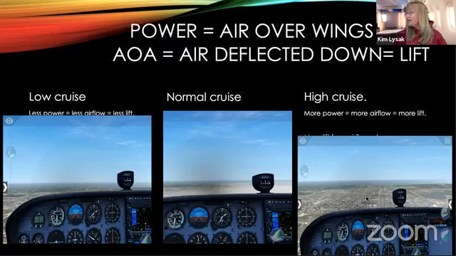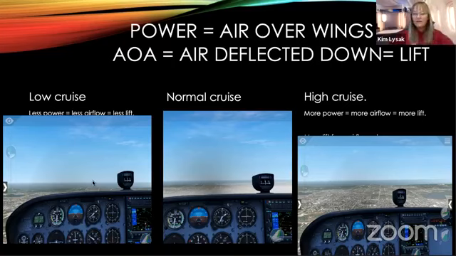This is high cruise. More power equals more airflow equals more lift. So you have to hold the nose down to maintain straight and level flight. The student needs to understand that there are actually 3 pictures that you need to memorize: normal cruise, high cruise, and low cruise. These are 3 different pictures. It is not just one measurement. Normal cruise is your first measurement. But you must understand that if you're going to add power, you're also adding airflow over those wings, you're adding lift, you have to lower the nose to maintain straight and level flight. And the opposite is true as well.